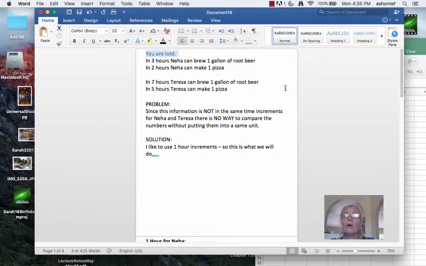And that actually means Naya has absolute advantage in both the root beer and the pizza. But that is not what determines trade. What determines trade is who has comparative advantage, or has to give up the least opportunity cost. So in order to figure out whether that's even happening, you have to be given information in terms of the same units. We've got to use the same increments. I like using increments of 1, so we're going to use a 1 hour increment.